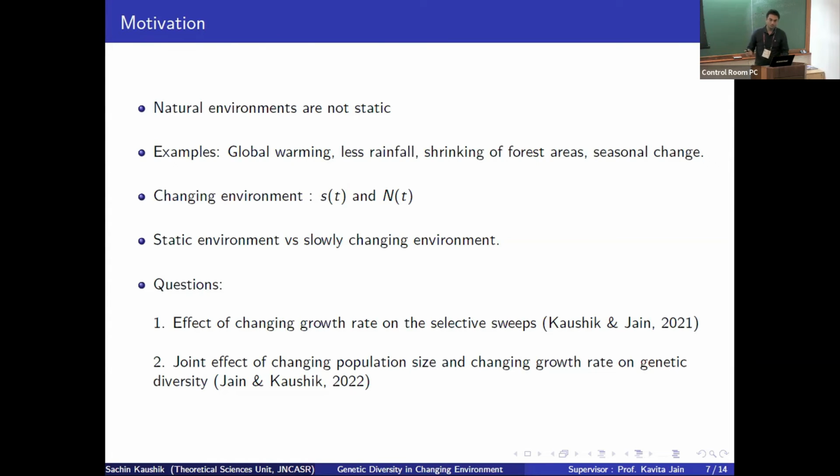The questions which we are going to ask here are: what will be the effect of a changing growth rate on the selective sweeps, which I was mentioning before, and what will be the effect of the changing population size and the changing growth rate on the genetic diversity.